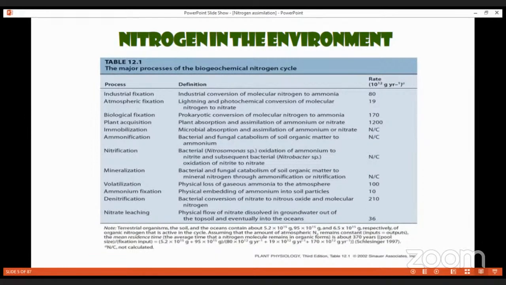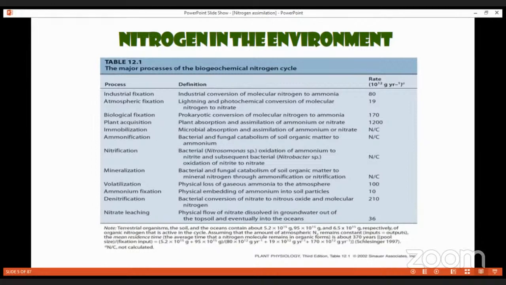Basically, in any nutrient cycle there are two basic steps. One is mineralization and the other one is assimilation. Assimilation happens in the plant system, and mineralization helps it to enter the plant system. The mineralization process includes ammonification, nitrification, nitrosification, etc.